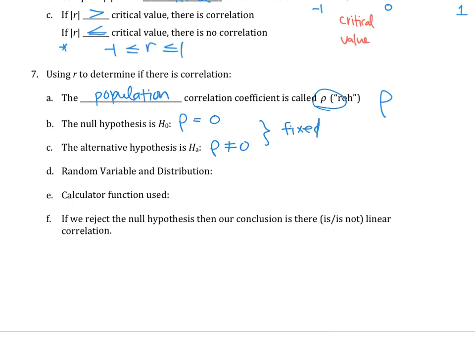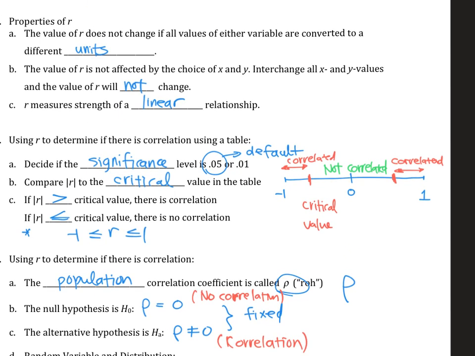Which means for every hypothesis test for linear correlation, H0 and HA are always like this. H0: rho is equal to 0, which means no correlation. Not equal to 0 means there is correlation. This is what I talked about in the graph. If your correlation coefficient is close to 0, it is not correlated. If it's not close to 0, meaning close to -1 or 1, it is correlated.